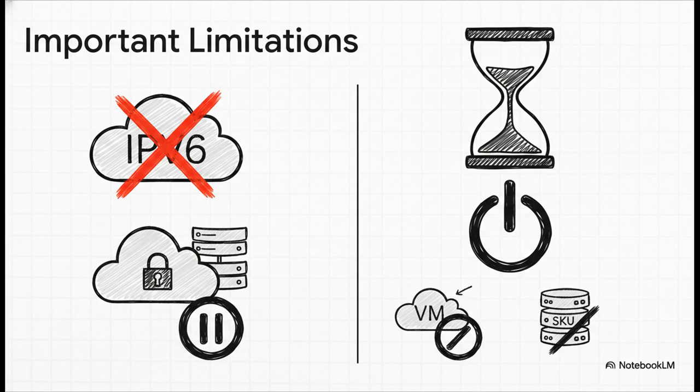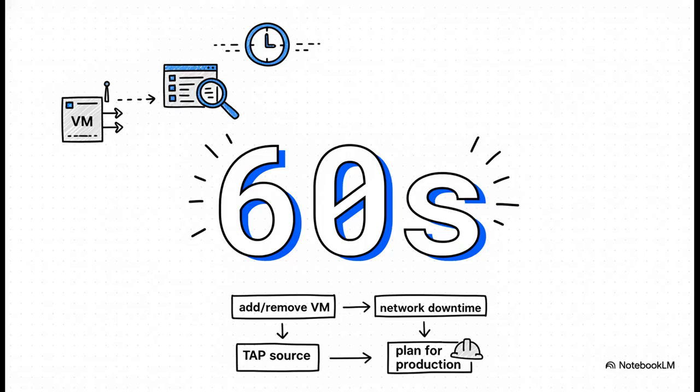And this last one is a big one. You have to stop and then start the source VM one time after you deploy the tap. And speaking of operational impacts, here's another number you need to burn into your brain: 60. When you add or remove a tap from a VM, that machine might experience a short network outage for up to 60 seconds. It's a quick blip, but you absolutely have to plan for that in a production environment.